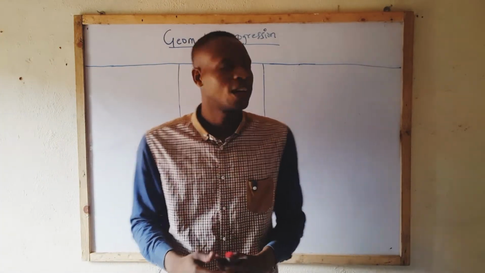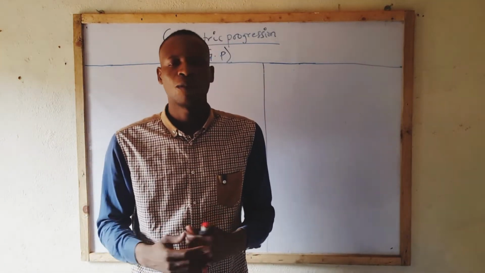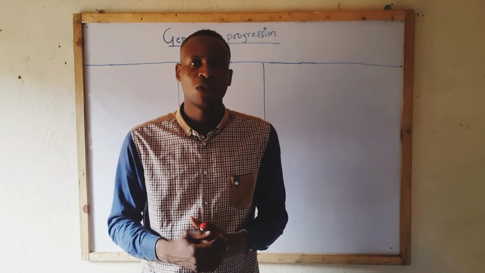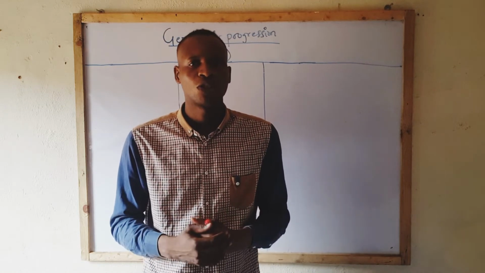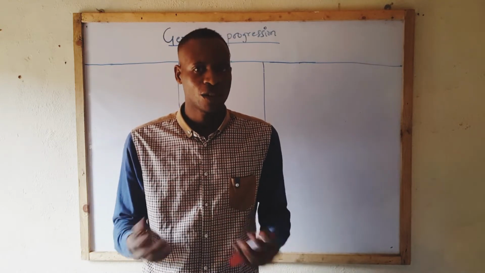Today we shall be looking at geometric progression. In this video we are going to be deriving the formula for the nth term of GP. What is geometric progression? Geometric progression is a form of sequence which has a common ratio between any of the terms and its preceding terms, and is sometimes called the exponential sequence.